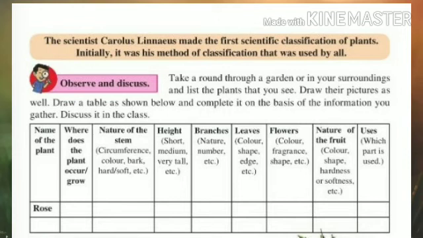Flowers, color, fragrance, shape, etc. Nature of the fruit, color, shape, hardness or softness, etc. Uses, which part is used. So there is a classification chart table. If you will be able to write the information about all these different columns, then you can easily classify the plants.